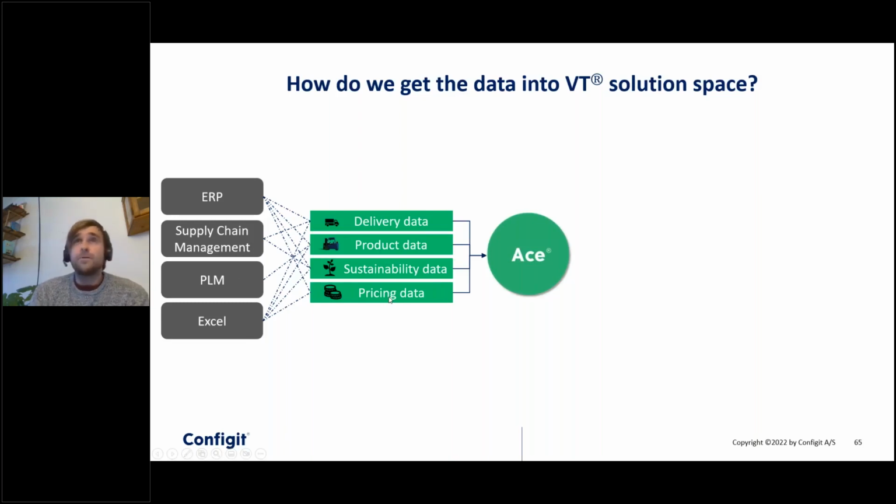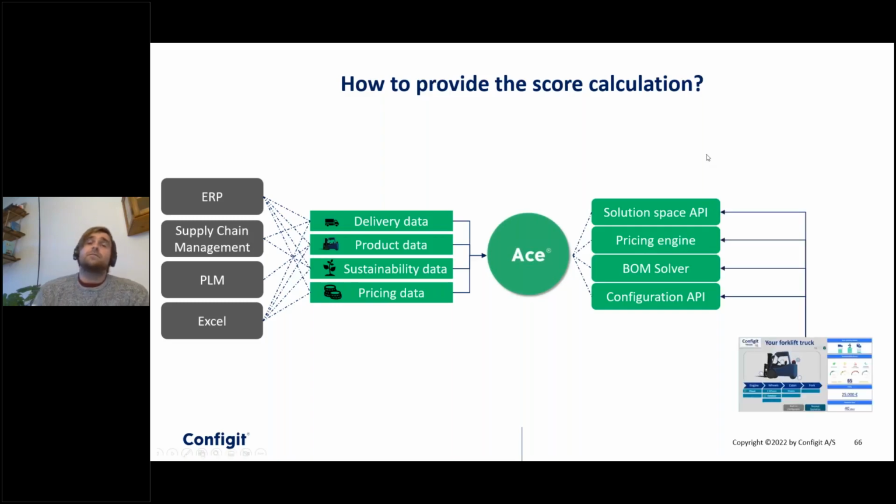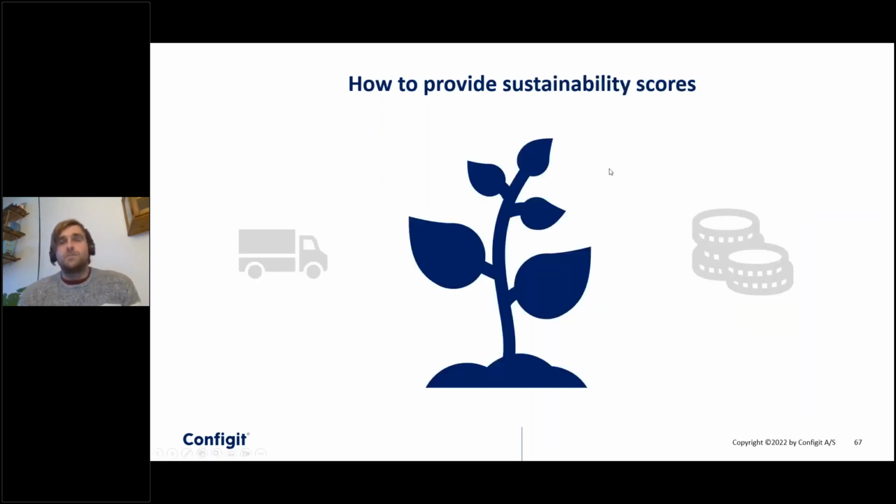With our model API, with our package API, we could provide this data to our Configit ACE. And then we could use these modules, the Solution Space API, the pricing engine, the ACE integrated BOM solver, and our configuration API to provide the score calculations, all the scores, and all the priority matrices to all the configurator applications. So let's take a look at how to get to the sustainability scores.